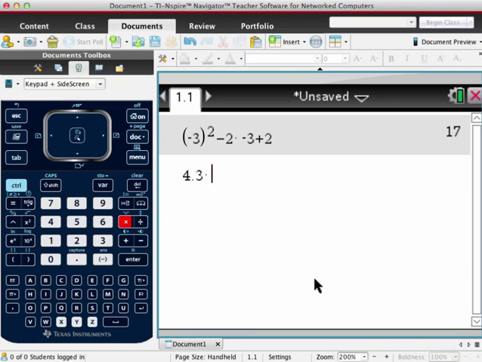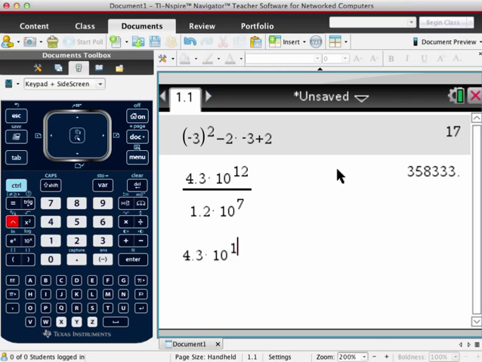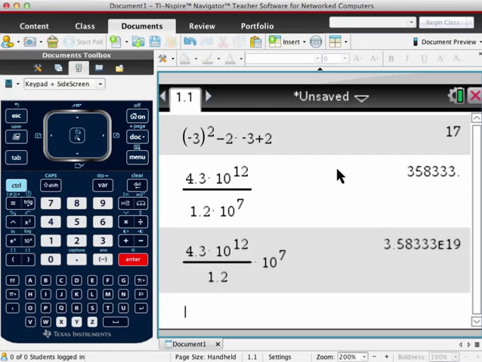So 4.3 times 10 to the 12th divided by 1.2 times 10 to the 7th. Now, what I just typed in here is wrong. I hope that you didn't type this in as well. I am missing something. I am missing parentheses around what's in the numerator and parentheses around what's in the denominator. Okay? If I would have typed it in the way that I had originally, notice how the answer would have been wrong, or it would have been different from what I have here.